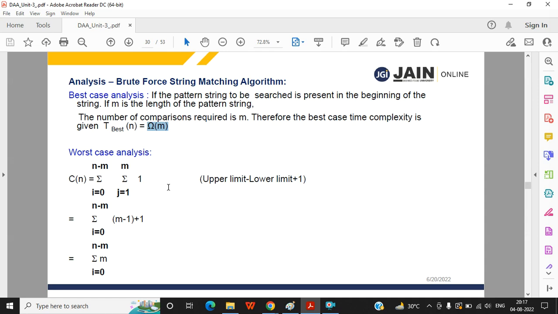Now here you see, for any algorithm, if it is an iterative algorithm, means you have some loops in it, then the worst case is when the loop goes for the maximum iteration. Means the loop has been iterated for the maximum number of times to get the match. Okay, so that is the worst case.